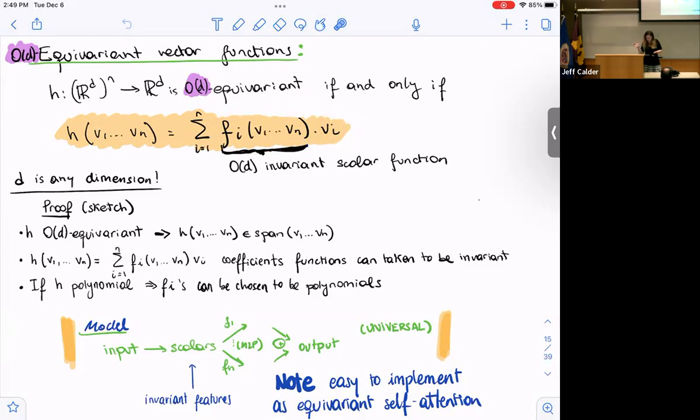Okay. And so this suggests the following design for your class of functions. You take your inputs, the vectors in R^d, then you compute the scalars, which are the invariant features. Then you learn the functions of the scalars, these f_1 through f_n, as the coefficients, and the output is the linear combination of that. This basically allows you to have a simpler parameterization of the class of equivariant functions that does not require you to know how to do the decomposition into irreducibles, but you need to know what the invariants are.